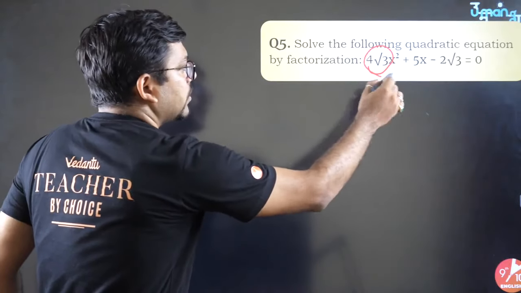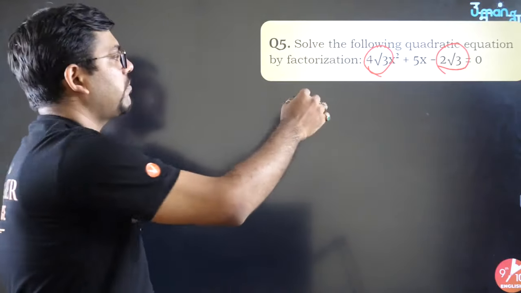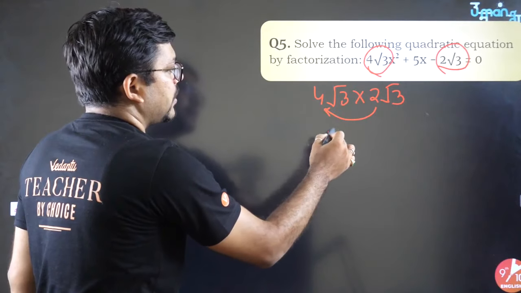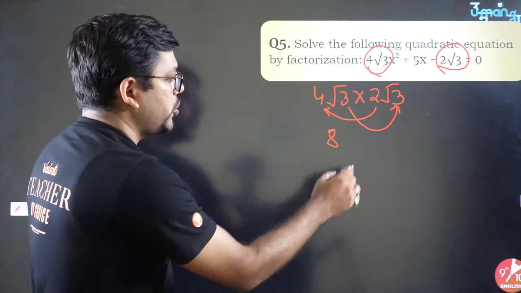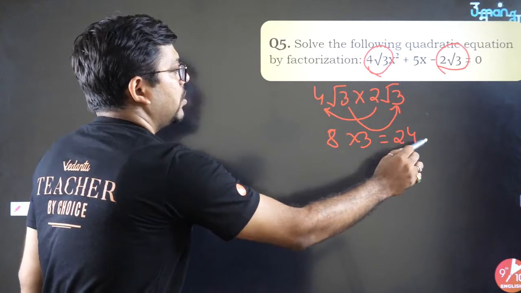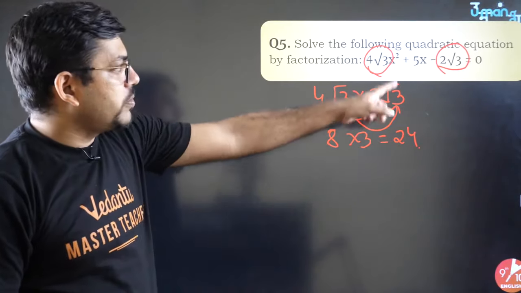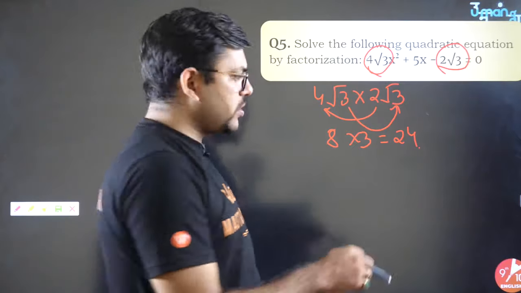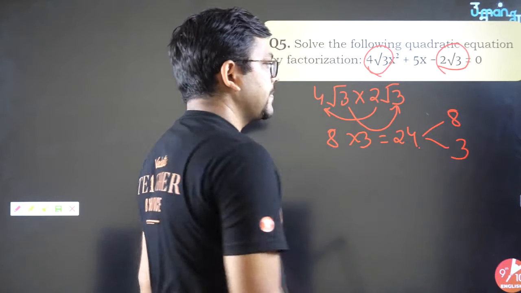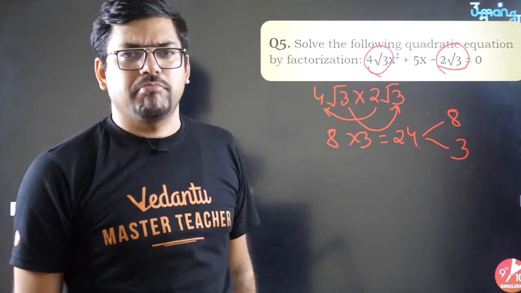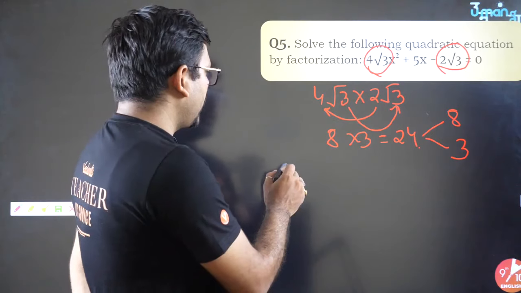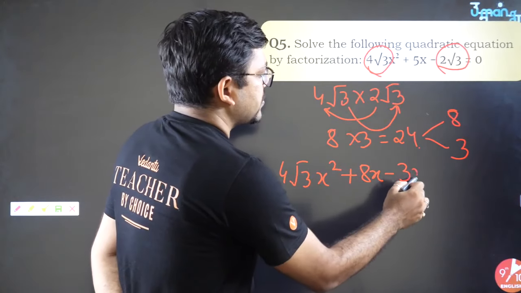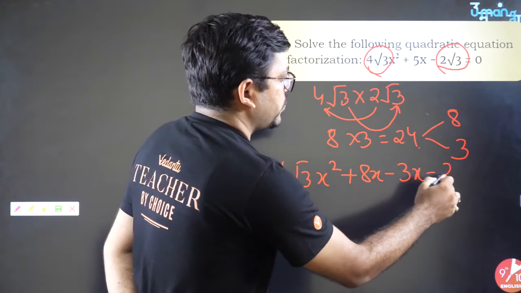You have to just take the first one and the last one. Again, same methodology. You have to multiply them. So if you multiply 4 root 3 into 2 root 3, 4 2s are 8, rational, and root 3 into root 3, irrational. So root 3 into root 3 is 3, 8 3s are 24. You got 24. 24 has to be broken into two parts so that you should get 5. So 8 and 3, 8 3s are 24. From 8 and 3, how can you get 5? It's pretty simple, man. 8 minus 3. So what you'll get? 4 root 3x square and then plus 8x minus 3x. 8 minus 3 is plus 5x and then minus 2 root 3.